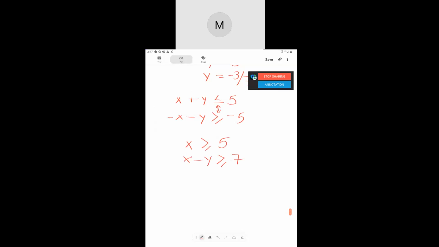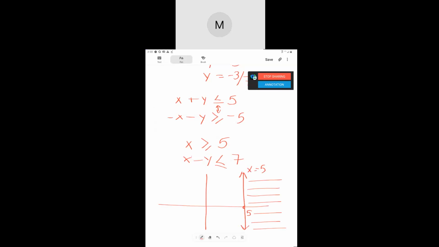In graphical terms, actually let me make that one less than or equal to 7 so that we can see it better. If I were to graph this, x is greater than or equal to 5. Greater than or equal to 5 means the x is not changing. This is my x equal to 5 line, because let's say x is 5 here. Everything after this is shaded because x is greater than or equal to 5.